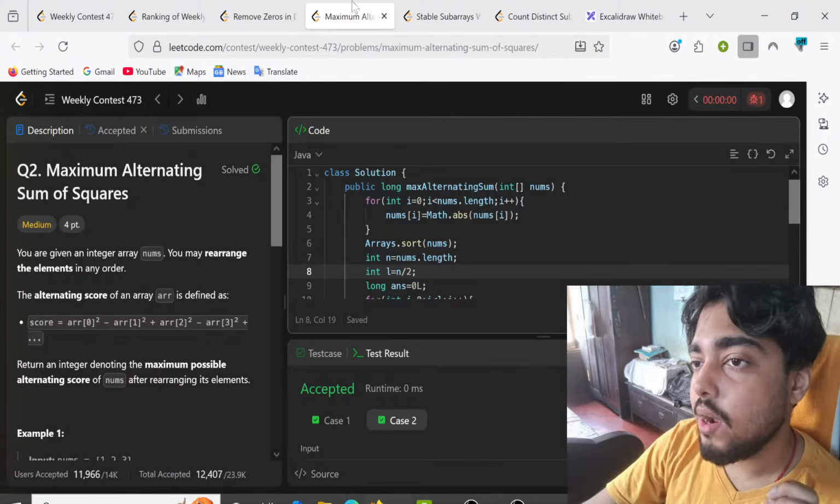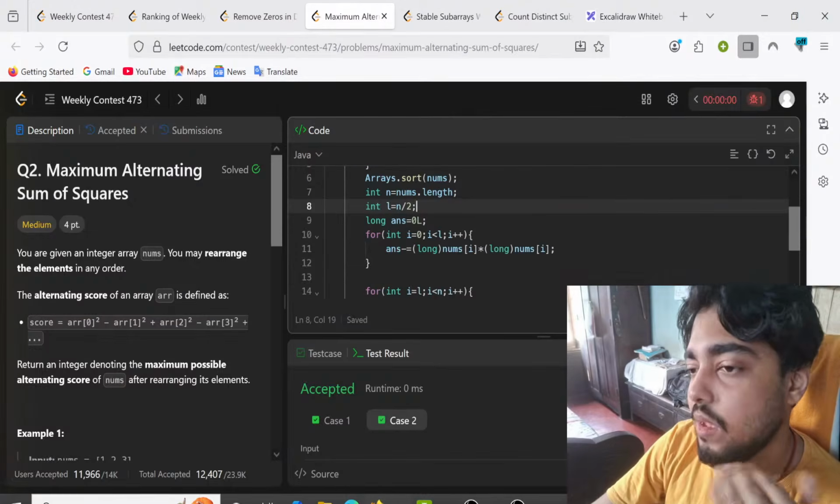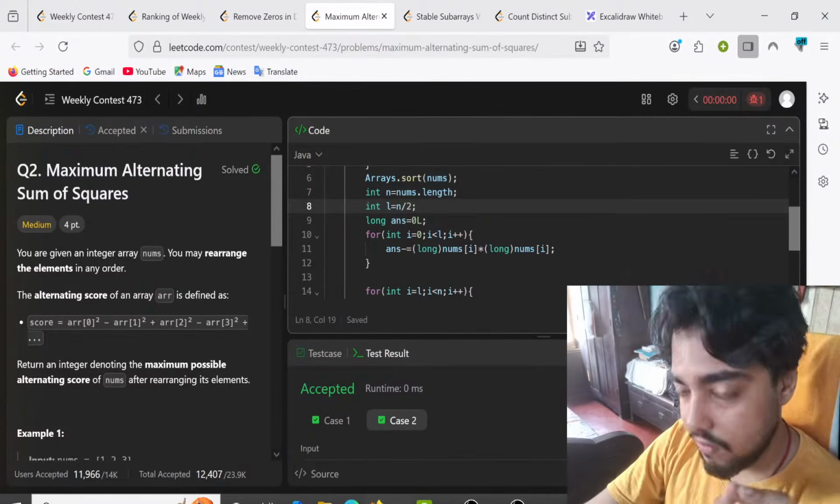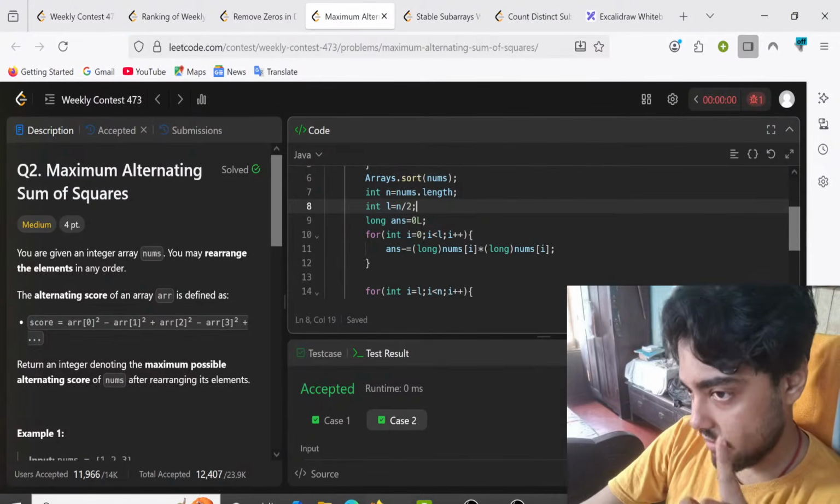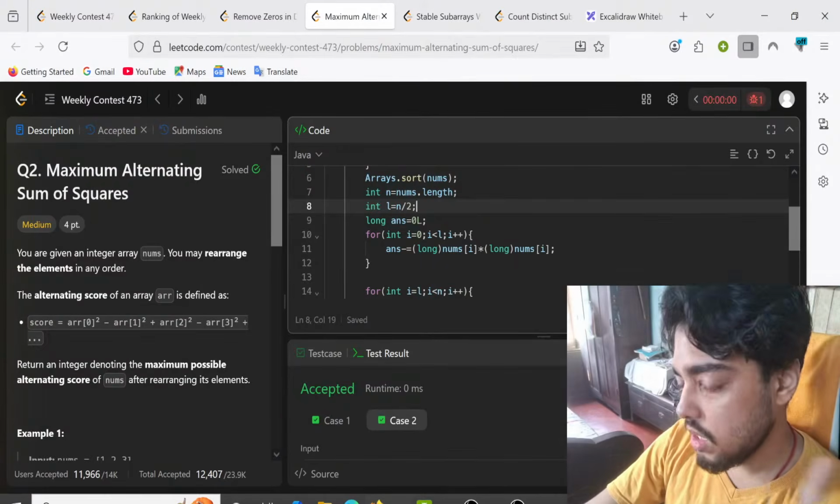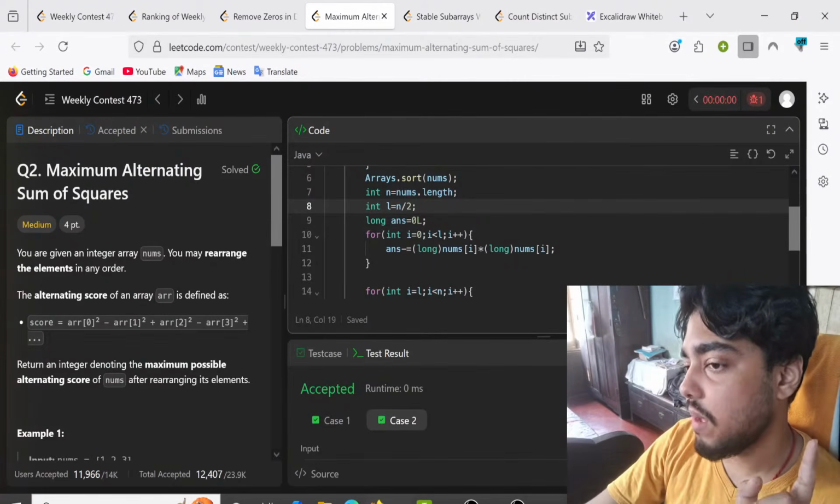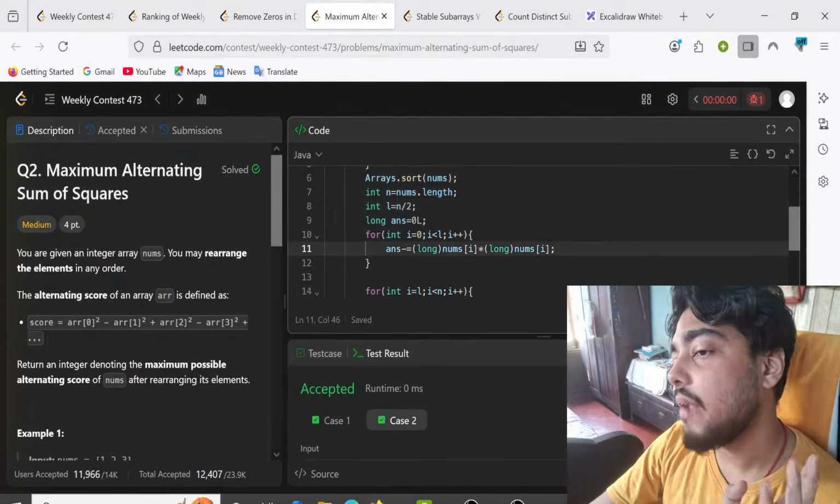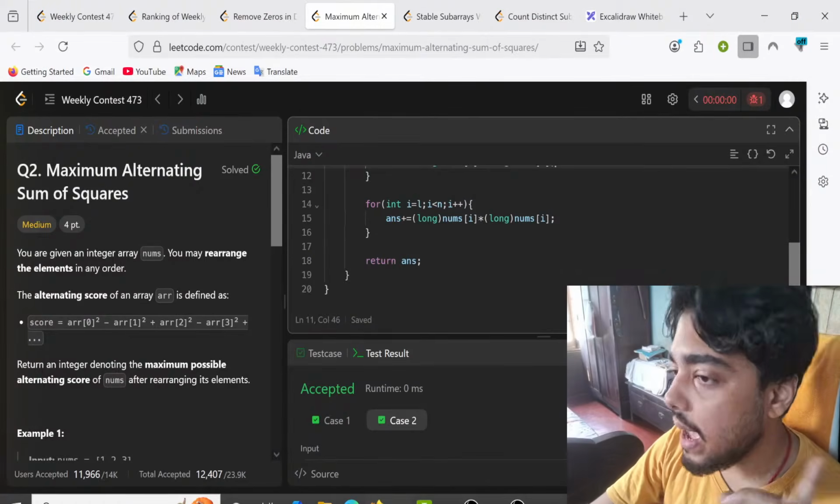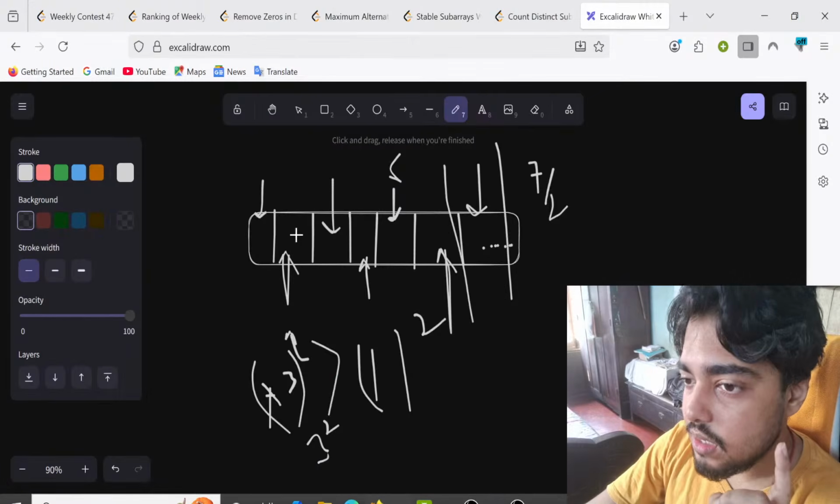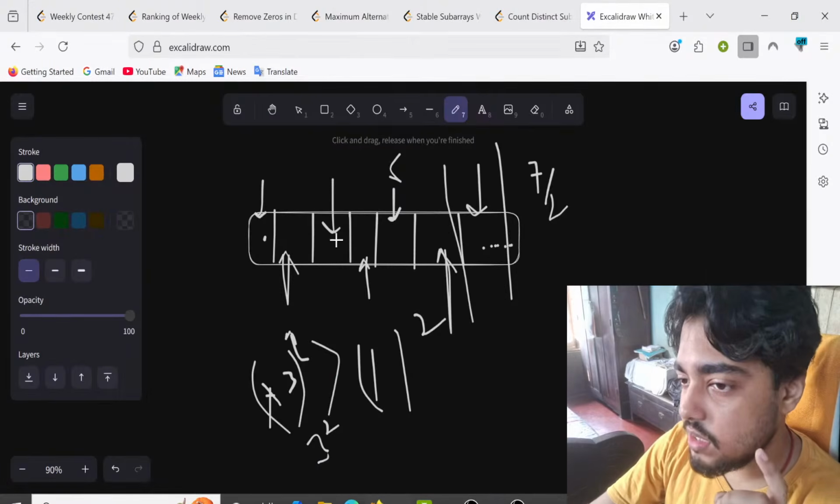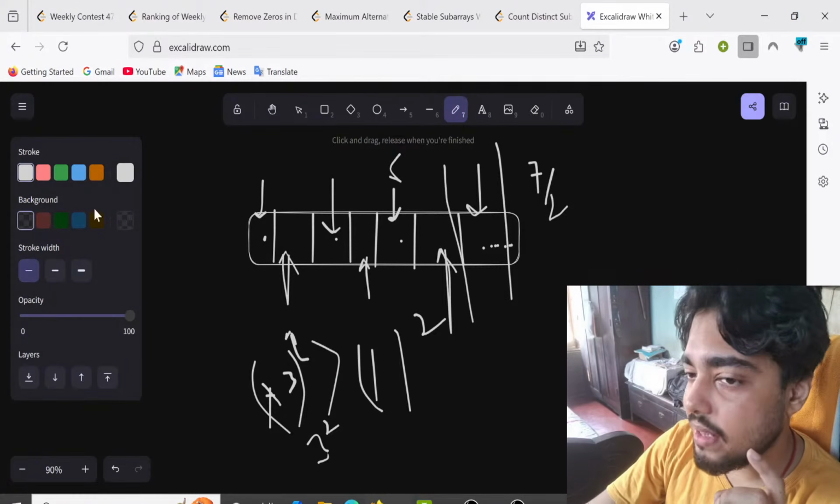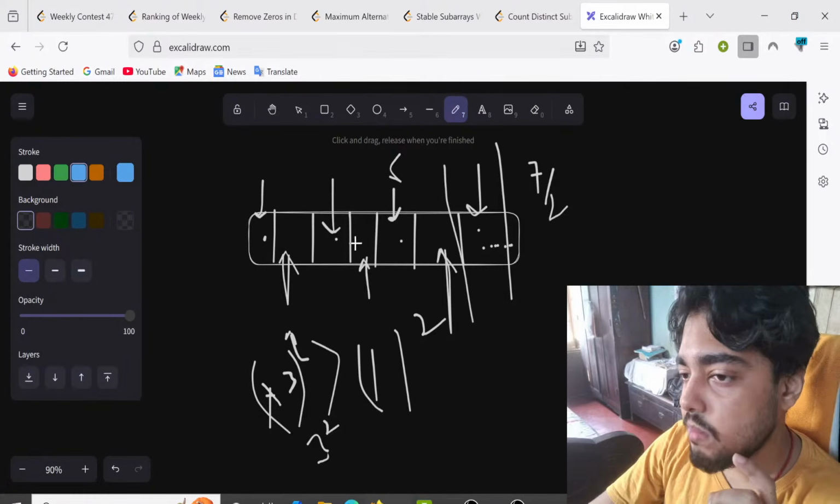So first of all, with answer as 0, for the first n by 2 small numbers, you can subtract their squares from the answer. And for the remaining elements, you can add them. That is, these are the maximum elements, you can add them, and whichever are the minimum elements, you can subtract them.